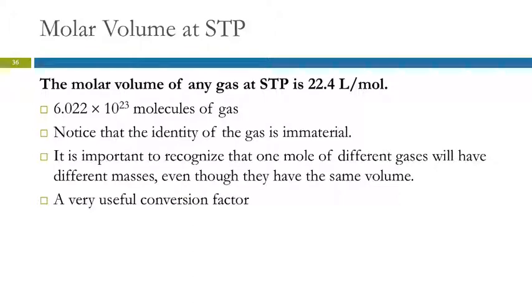The molar volume of any gas at STP is 22.4 liters per mole. A mole of gas is Avogadro's number of atoms or molecules, 6.022 times 10 to the 23rd molecules of gas. What the gas is doesn't matter. This isn't true of liquids and solids. The volume of a mole of a solid element is going to be different based on how big the atoms or molecules are.